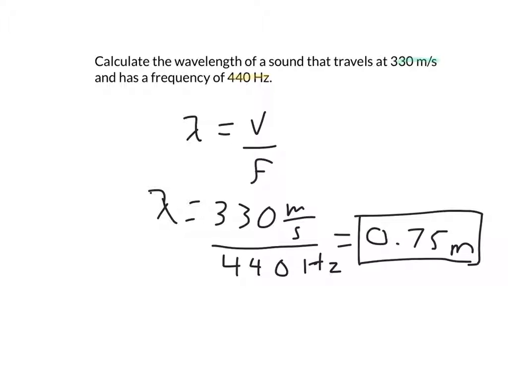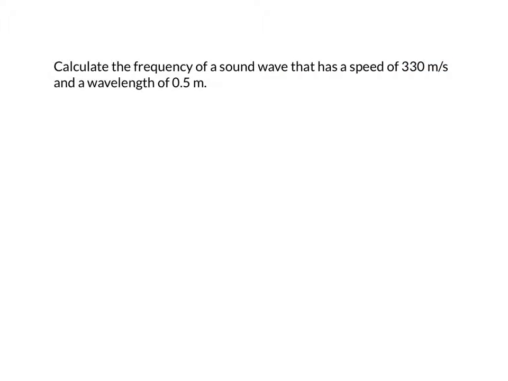Okay, now we have another problem right here. Okay, so this is the other problem. Now we have to calculate the frequency of a sound wave that has a speed of 330 meters per second and a wavelength of 0.5 meters. Okay, so we already have the same formula, but now we want to have the frequency. So we have to isolate the frequency.